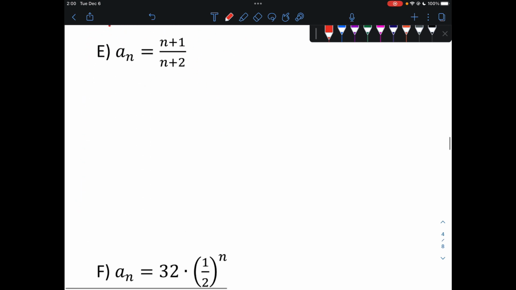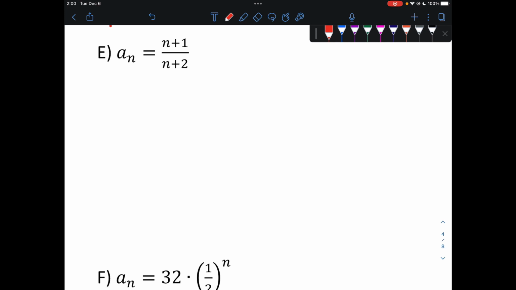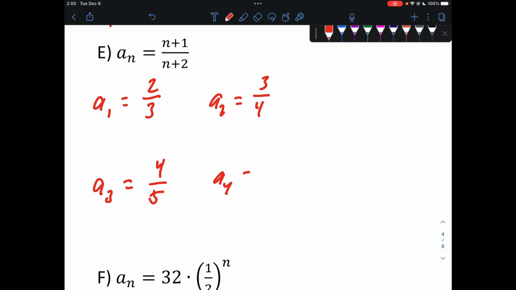E sub n, which we're going to do a sub n again. So a sub 1 would be 1 plus 1 over 2 plus 1. A sub 2 would be 2 plus 1 over 2 plus 2. A sub 3 would be 3 plus 1 over 3 plus 2. And a sub 4 would be 4 plus 1 over 4 plus 2. There's our first 4 terms.